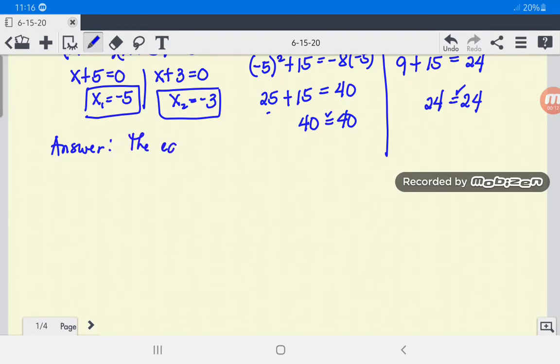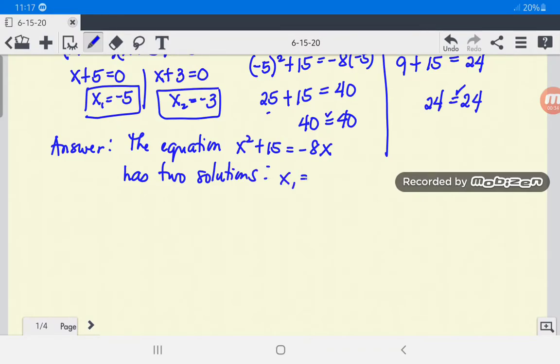Both values of x satisfy the given equation, so we can say that the equation x squared plus 15 equals negative 8x has two solutions, which are negative 5 and negative 3.